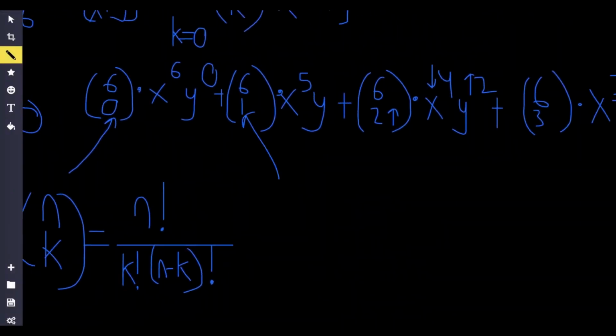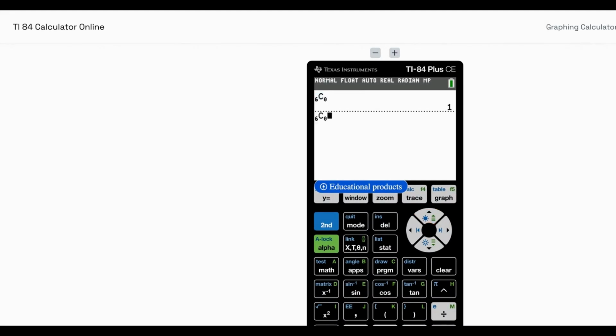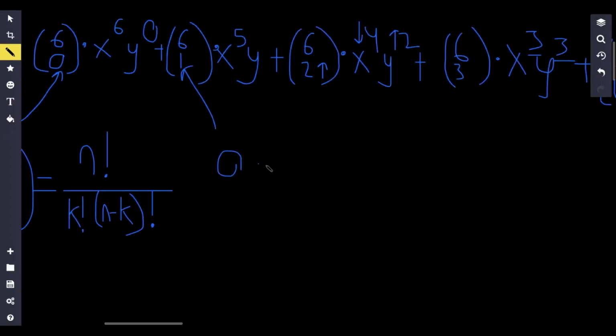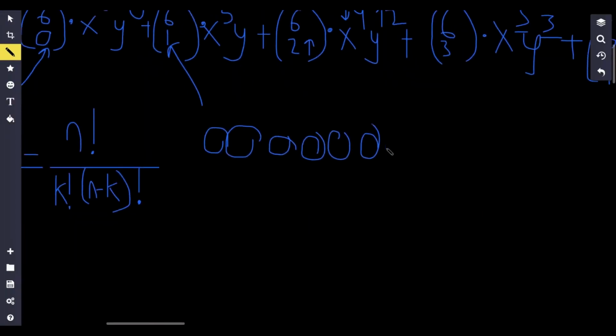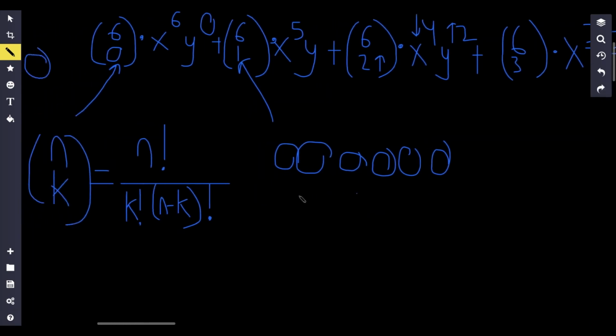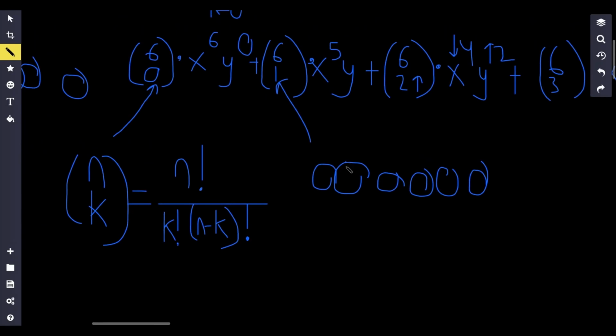If I were to look at 6 choose 1, right? If I put 6 choose 1 in my calculator, I'm going to get 6. And that makes sense because if I have 6 objects, 1, 2, 3, 4, 5, 6, how many ways are there for me to choose one object out of these 6 objects? I can choose either this one, this one, this one, this one, this one, or this one, right? So there are 6 different ways for me to choose one object out of these 6 balls. So that's why 6 choose 1 is equal to 6.